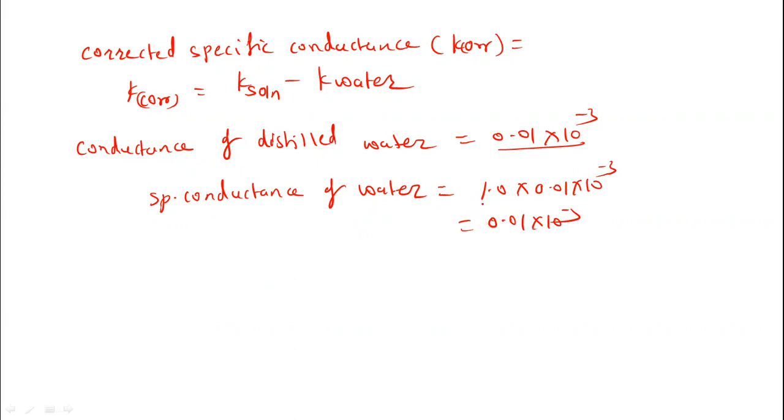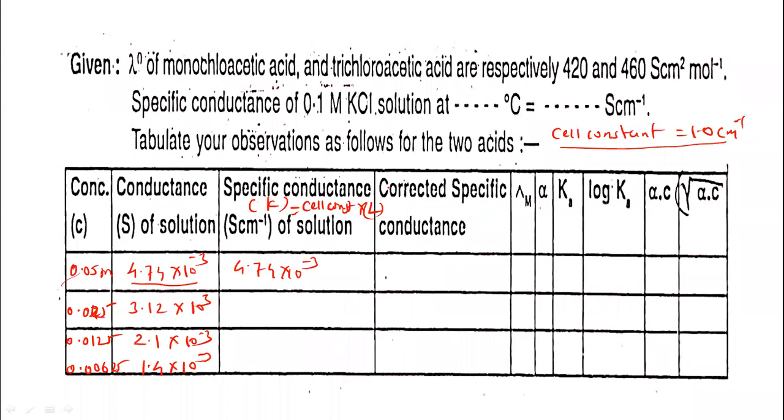Okay, so let us see in this table the corrected specific conductance. We have to subtract the conductance of the water from this. If the conductance of the water becomes equal to 0, then the specific conductance and the corrected specific conductance will be the same. After this, let us determine the molar conductance of the solution.